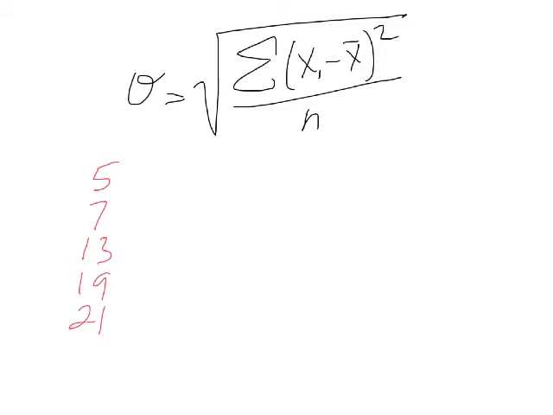So for this one right here, what you want to do is you have to find out your mean. And your mean will be all of them added together divided by 5. So I'm going to use my calculator and go ahead and do that. So it'll be 5 plus 7 plus 13 plus 19 plus 21. I got 65. I'm going to divide that by 5. I got 13. So the average is 13.